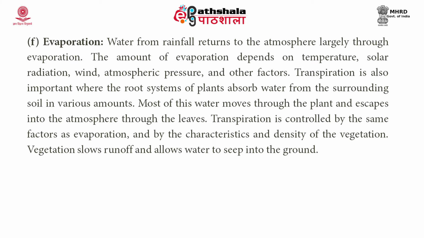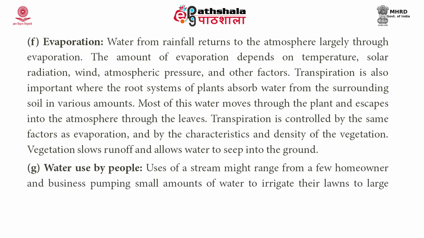Transpiration is controlled by the same factors as evaporation and by the characteristics and density of vegetation. Vegetation slows runoff and allows water to seep into the ground. The next is water used by people.